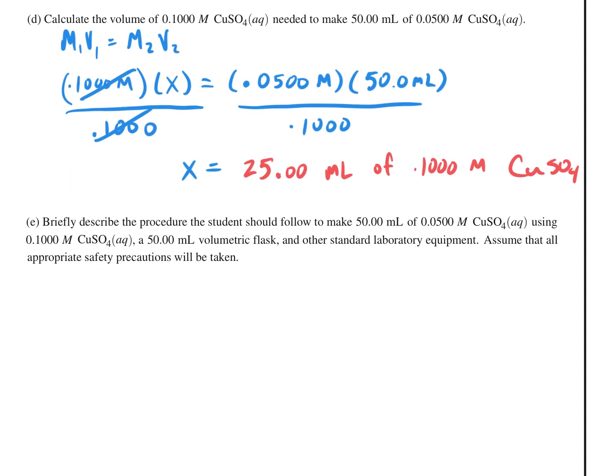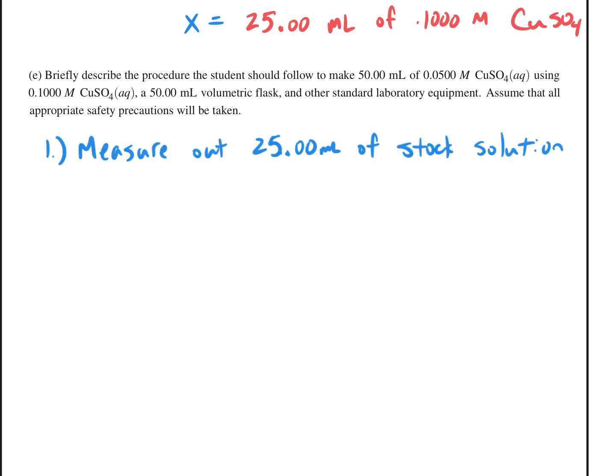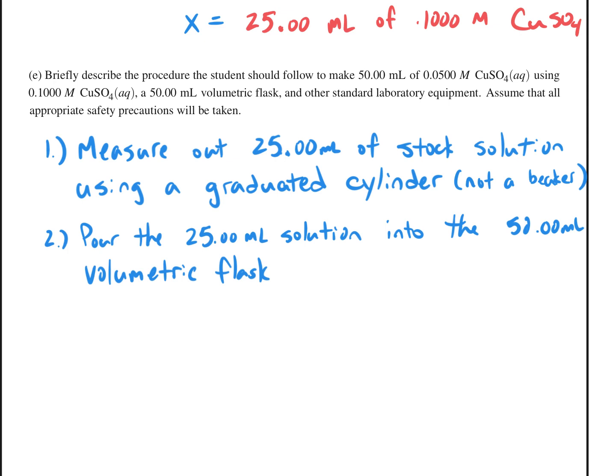This next part says we need to briefly describe the procedure that the student would follow in order to make the 50 milliliter solution of 0.05 molar CuSO4 using the concentrated stock solution, a 50 milliliter volumetric flask, and other standard lab equipment, assuming all the safety precautions have been taken. The first thing you should do is measure out your 25 milliliters of the 0.100 molar using a graduated cylinder. You don't just do it in a beaker, you do it in a graduated cylinder because that is a more precise instrument.